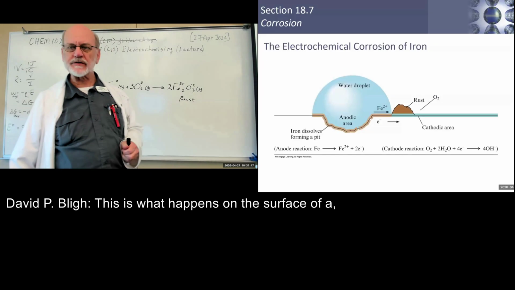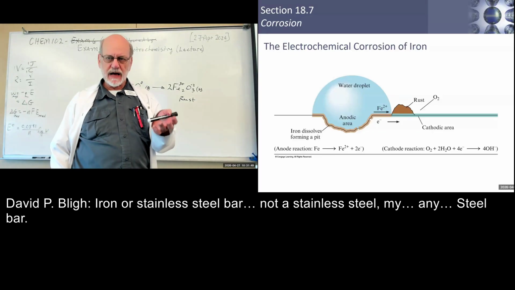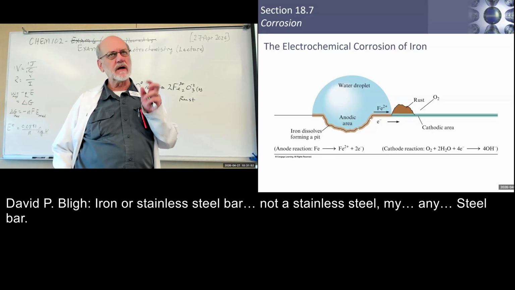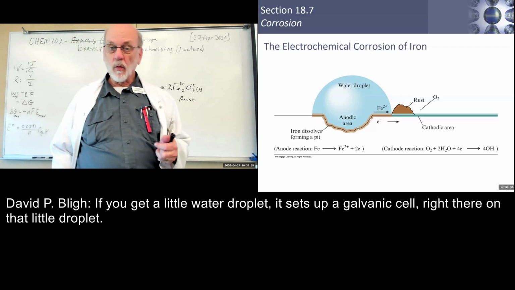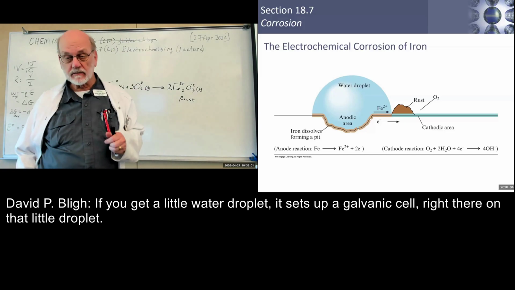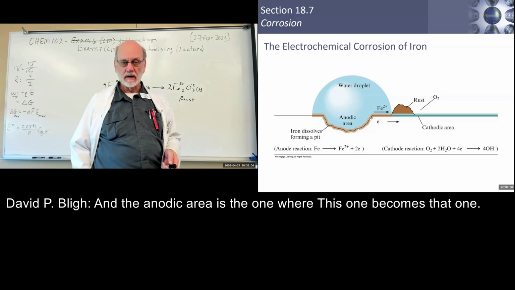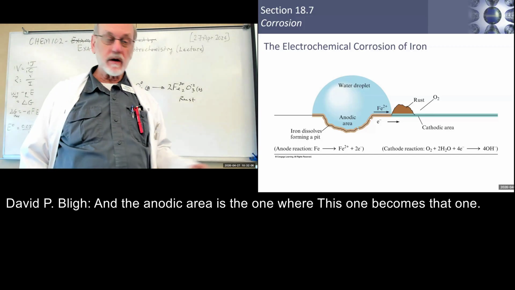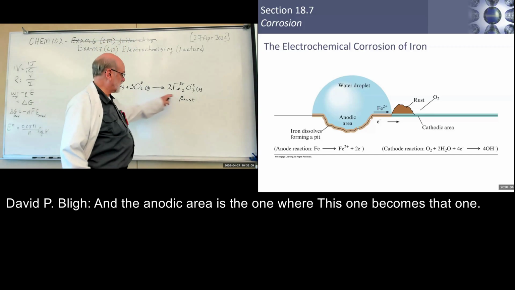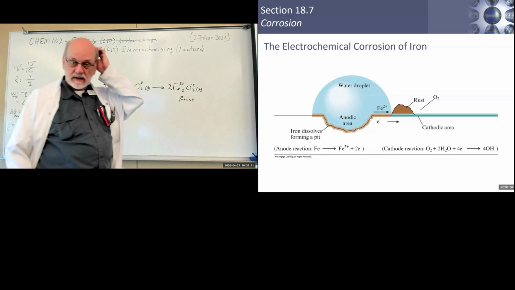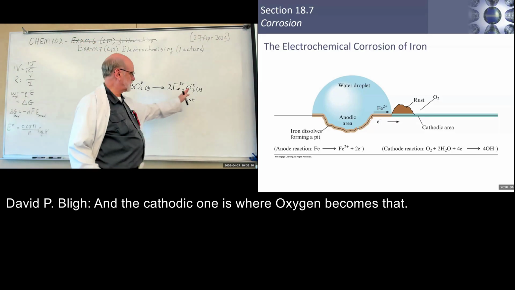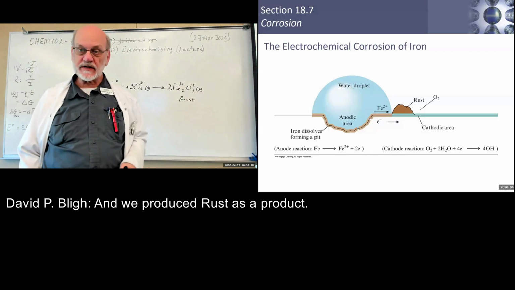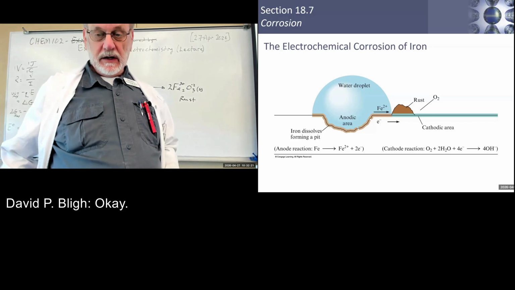This is what happens on the surface of an iron or steel bar, any steel bar. If you get a little water droplet, it sets up a galvanic cell right there on that little droplet. And the anodic area is the one where this one becomes that one. And the cathodic one is where oxygen becomes that, and we produce rust as a product. Okay.